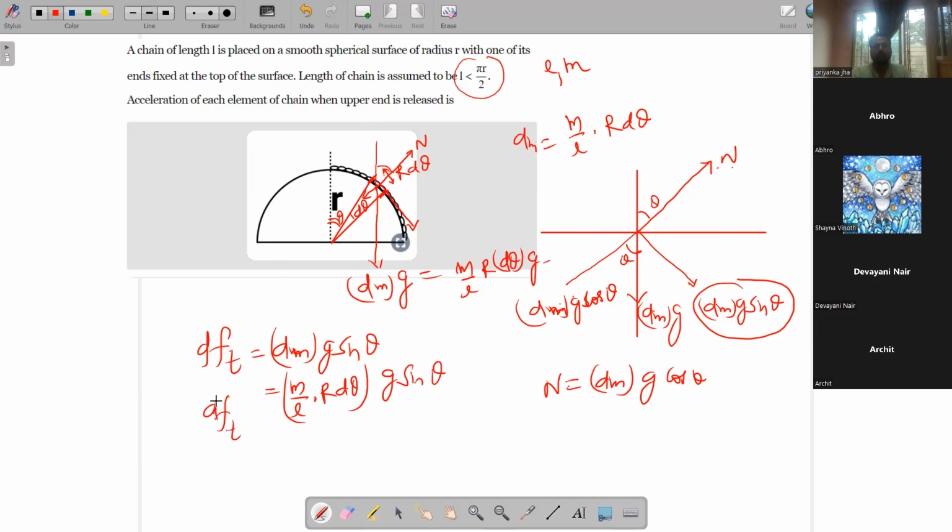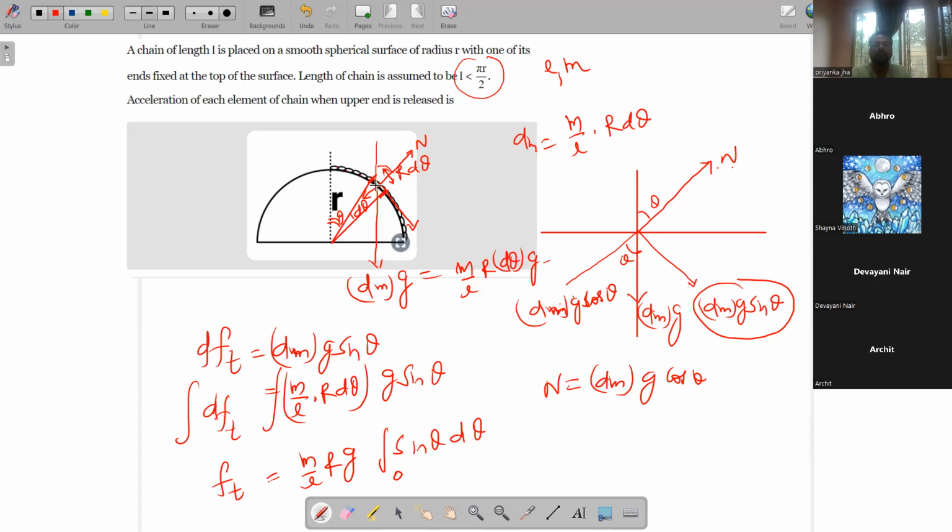Now what we will do is simply integrate it. Because you have an infinite number of elements, df will act on each element: df plus df plus df plus, and so on, so it will sum up. Integration is the sum of all the forces. Here, T stands for tangential. So from here you will get the total force, that is m by L into r into g, which is constant and comes out, and then sine theta into d theta.